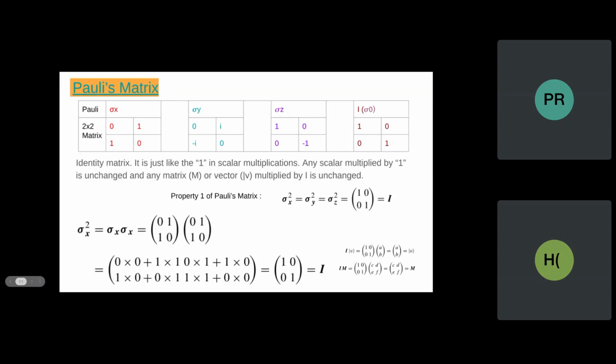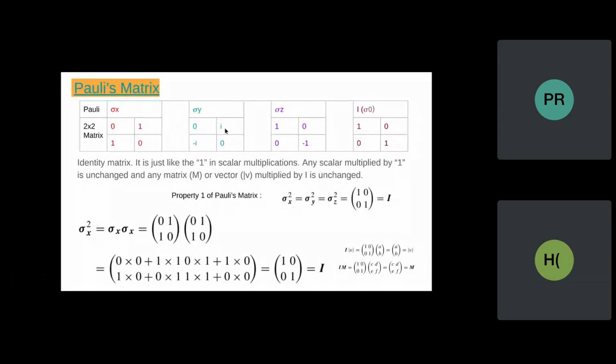The other thing you need to remember is sigma x squared, sigma y squared, sigma z squared. These are always equal to the identity. Let's continue. Property 1 is that sigma x squared equals sigma y squared.